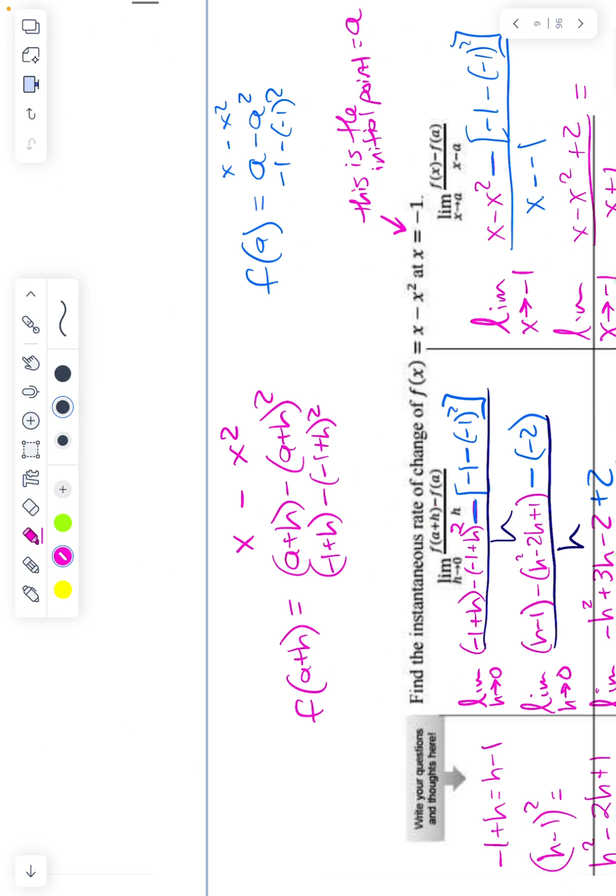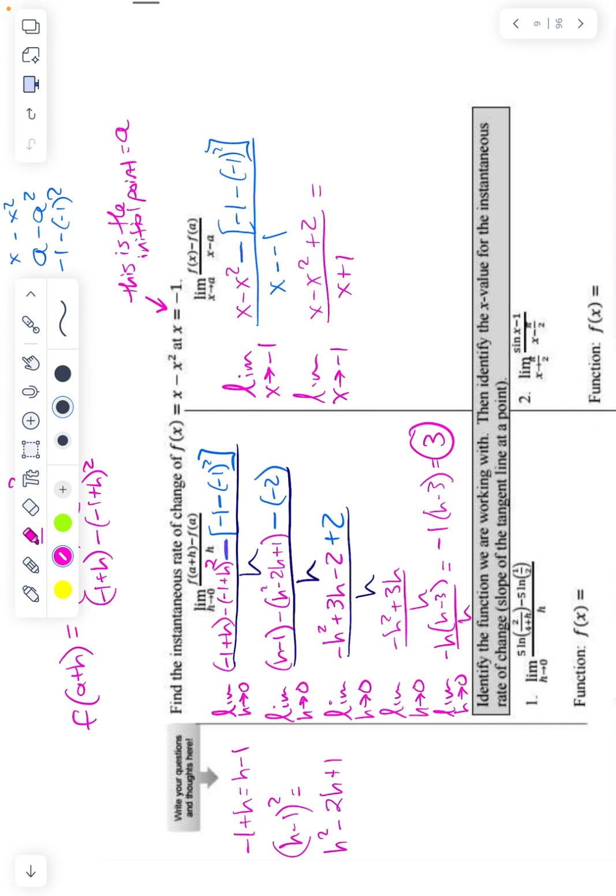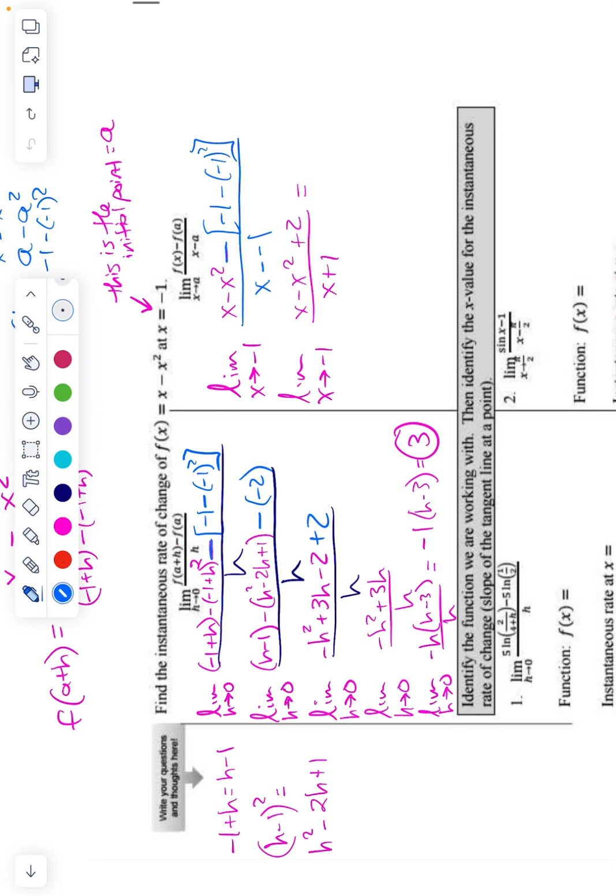Actually let me just go here to remind you what we did next. So flip your page over. It says find the instantaneous rate of change, okay? I want to remind you, because I didn't read that yesterday and I probably should have, but that whole thing is the slope of the tangent line. The instantaneous rate of change at a point, right? At x equals -1. That is specifically the slope of the tangent line of this function at x equals -1.